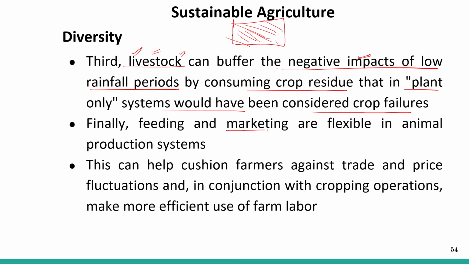Finally, feeding and marketing are flexible in an animal production system. So this is one of the easy ways to feed the cattle and market whatever product they are getting. This can all help cushion farmers against trade and price fluctuation, and in conjunction with the cropping operation, make more efficient use of farm labor.